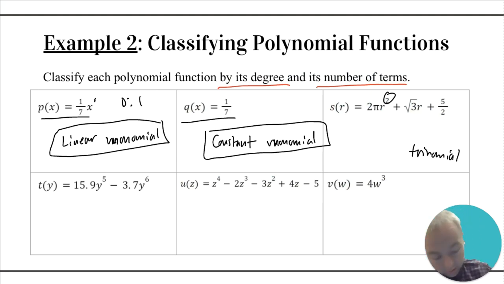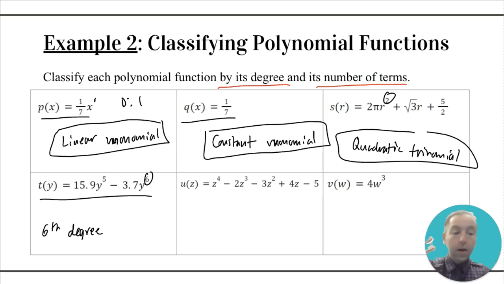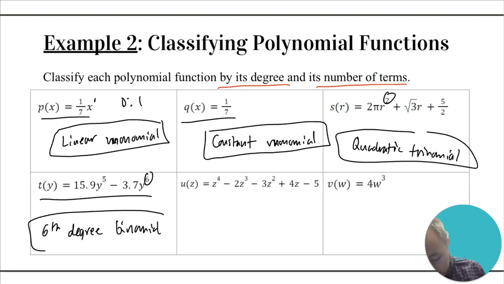Those sorts of things are always quadratic. So therefore, this is a quadratic trinomial. And then this one right here, gotta be careful because actually the highest exponent is 6. So therefore, this will be a 6th degree. And then it has only two terms, just the 6th degree term and then the quintic term, right? So this would be a binomial because there are two terms in that.